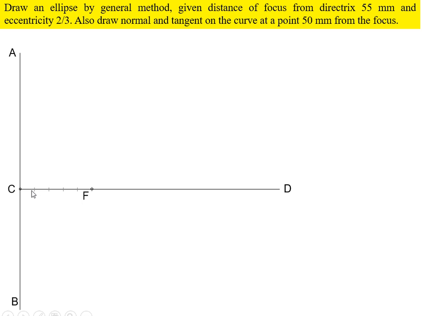So divide C to F into equal 5 parts, since 2 plus 3 is 5. The vertex distance is 2 parts from the focus point. One division, two divisions. So mark a point here, which is the vertex point.